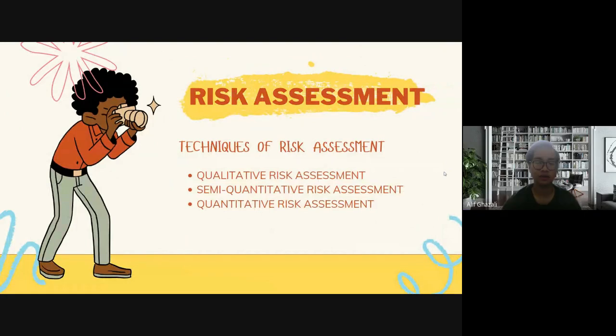And for the risk assessment, there are techniques of risk assessment. There are three. First of all is qualitative risk assessment. Second is semi-quantitative risk assessment. And lastly, quantitative risk assessment.